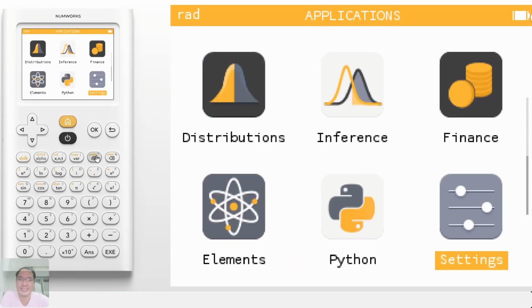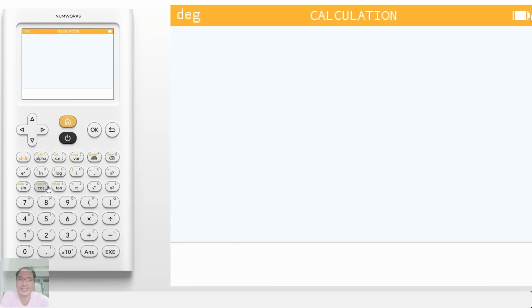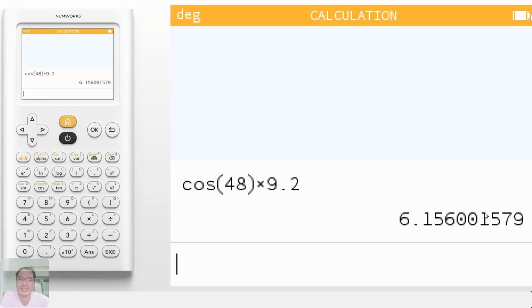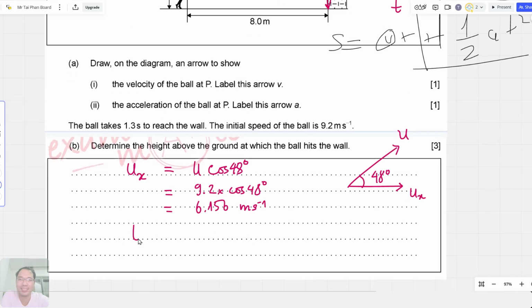I need to convert this into degrees. Okay, cosine 48 multiplied by 9.2. You're right, 6.156. Too many numbers. 6.156 meters per second. Now we find the time that the ball travels from the hand of the person to the wall, hitting the wall. That time is the horizontal distance, 8 meters, divided by this speed, 6.156.